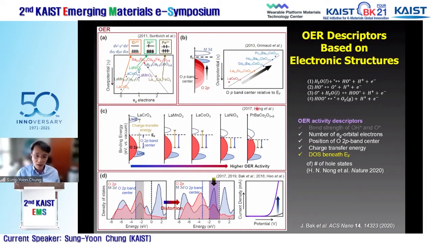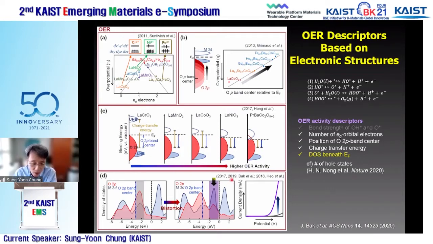And then in 2017, a charge transfer mechanism was also suggested. As you can see, the charge transfer between the oxygen 2p and the metal 3d is smaller, and the smaller charge transfer means the higher activity during electrocatalysis for oxygen evolution. The 2017 work will be discussed later in more detail.